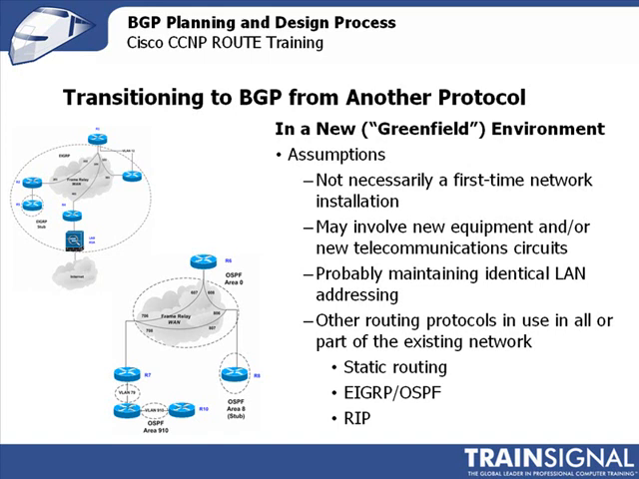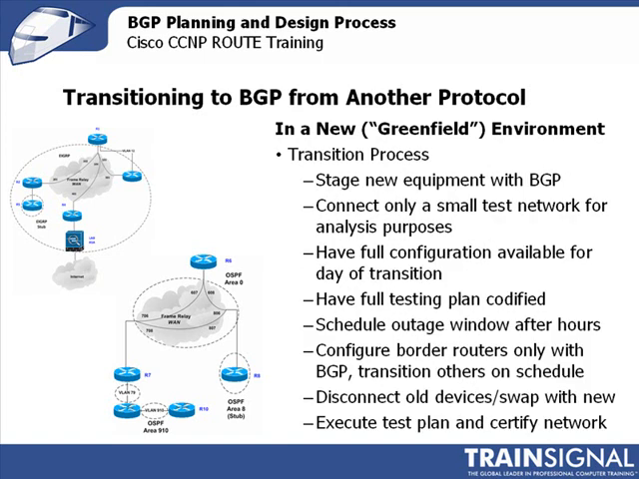You might have, if that's the case, LAN addressing that won't change. WAN addressing might. And there could be a number of protocols already in use. Static routing, EIGRP, OSPF, or even RIP might be in use to transition from those protocols to BGP. So in the transition process, if you have new equipment, by all means, use the new equipment with BGP, especially if there are new circuits involved. It just makes things a lot cleaner and easier all the way around.